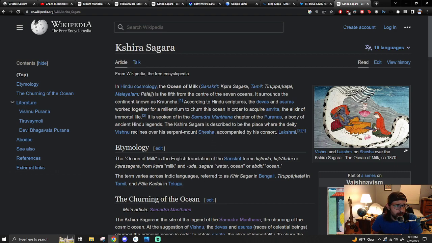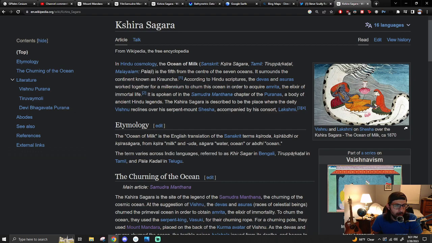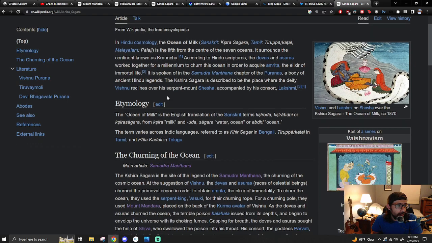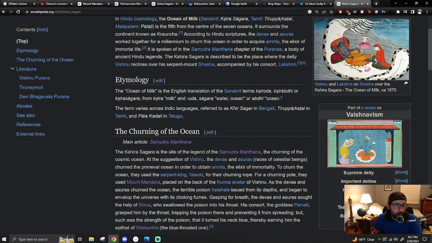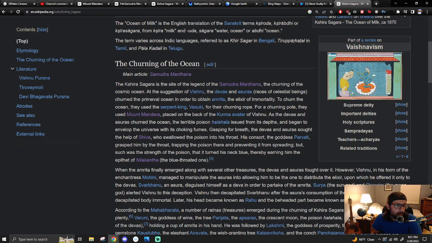Oh, that's the name. Oh, I see. The place where the reclines, I mean, so basically my interpretation is where the undercurrents flowed, like, layers down, maybe the fifth from the center. Working, blah, blah, blah, described to be the place where the deity Vishnu, the milk ocean, is the site of the legend of the Samudra Manthana. Which could be the place in Pakistan, I don't know.